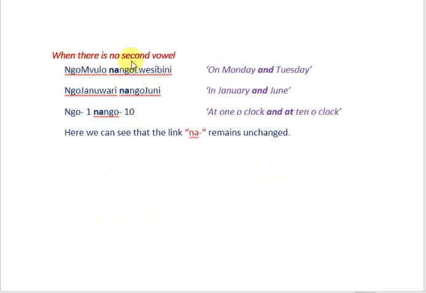What happens when there is no second vowel? In other words, when na is used together with a word that does not begin with a vowel. We have these examples: NgoMvulo nangoLwesibini, on Monday and Tuesday. NgoJanuwari nangoJuni, in January and June. Ngo-1 nango-10, at 1 o'clock and at 10 o'clock. And because there is no other vowel, the link na remains unchanged.